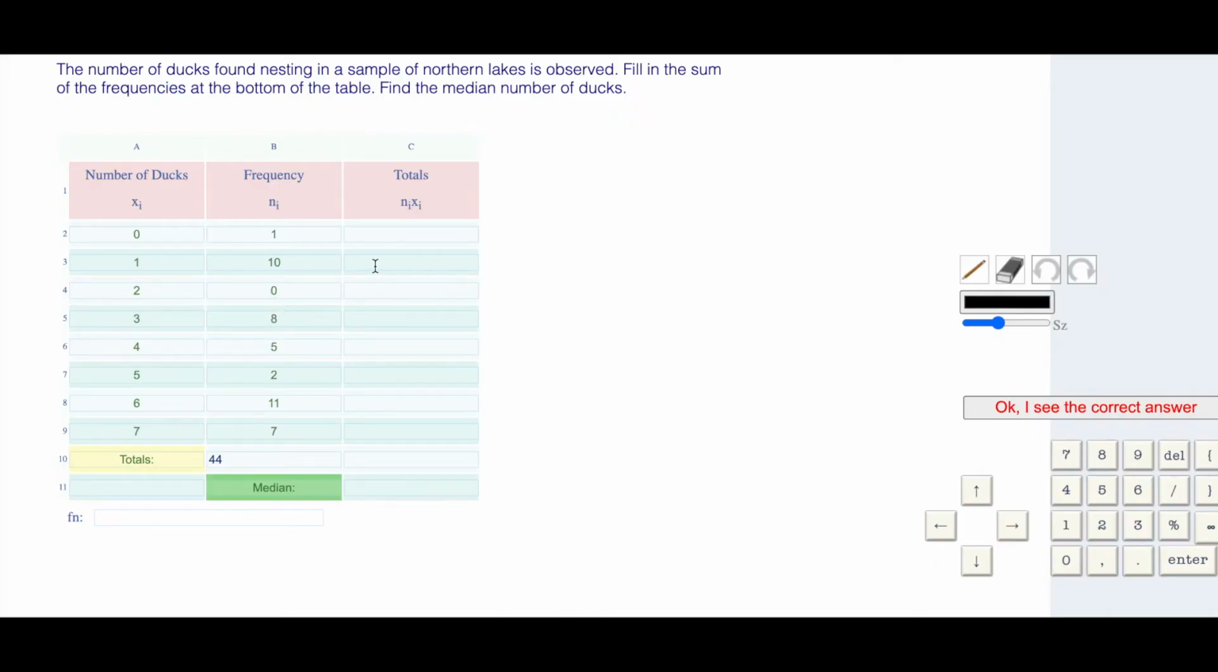All right. We are trying to find the middle number of ducks. We have 44 lakes. We're going to order these, and we're looking for the middle. The middle of 44, it's an even number, so we're going to divide by 2 and then take the next one as well. It's going to give us the 22nd and the 23rd.